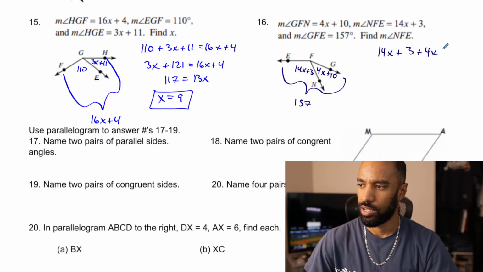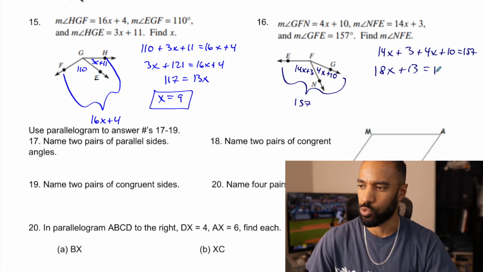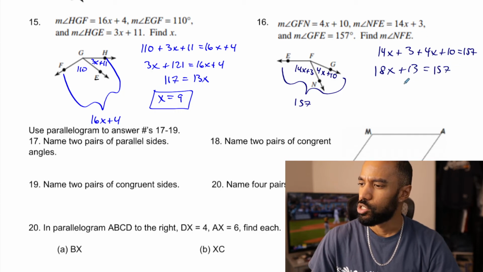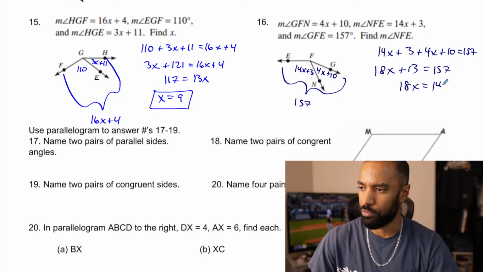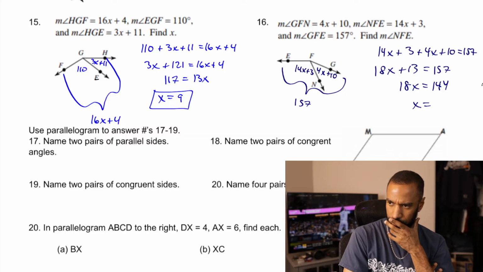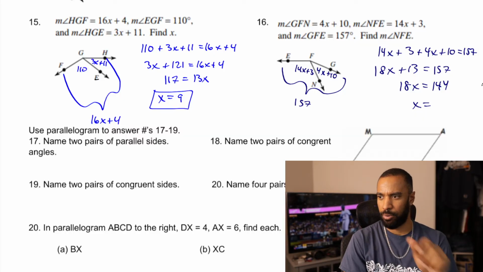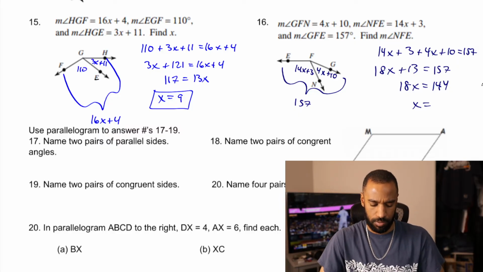14x plus 3 plus 4x plus 10 equals 157. That's 18x plus 13 equals 157. Subtract 13, you get 18x equals 144. Divide both sides by 18, you get, I don't know if that's a clean number there. I don't think it is. 144 to 18. Oh, yeah, it is. It's 8.